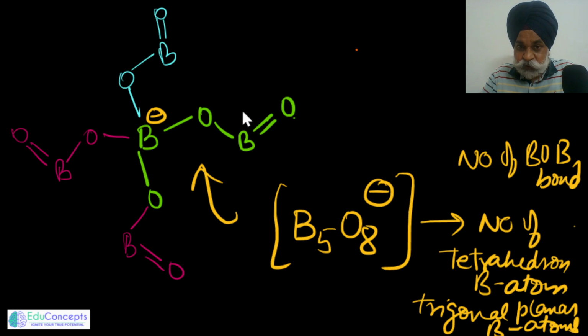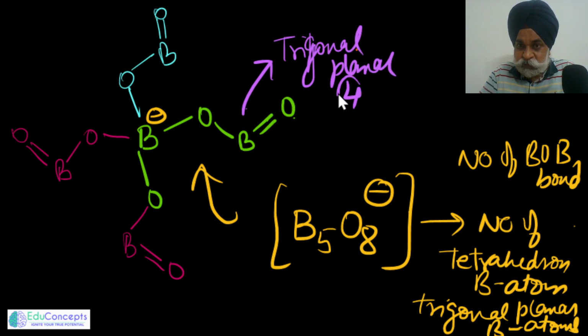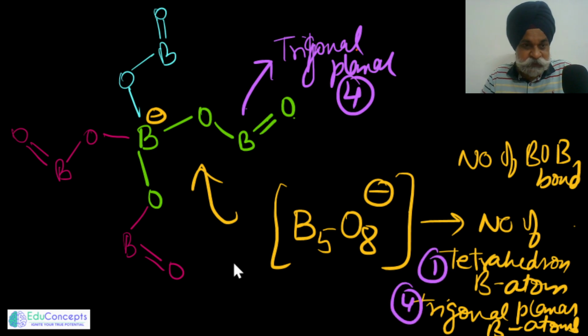The trigonal planar ones, as you can see here, are 4 in number, and the tetrahedral one is 1 in number. So this is 1, this is 4, and the total becomes 5. It had been an interesting one.